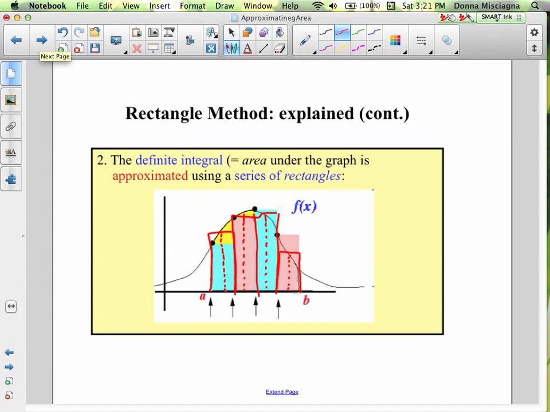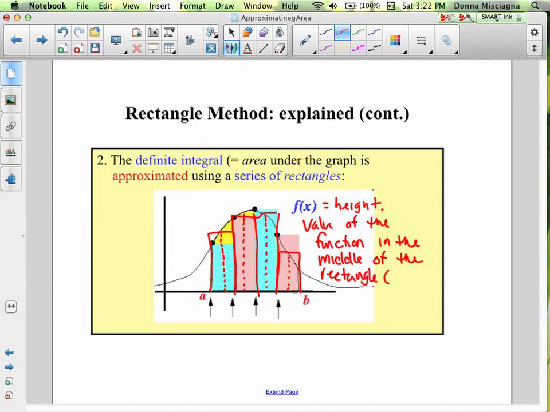So now notice the heights are different still. So now our height is the value of the function in the middle of the rectangle. And it's the value where the middle of the rectangle hits the function.